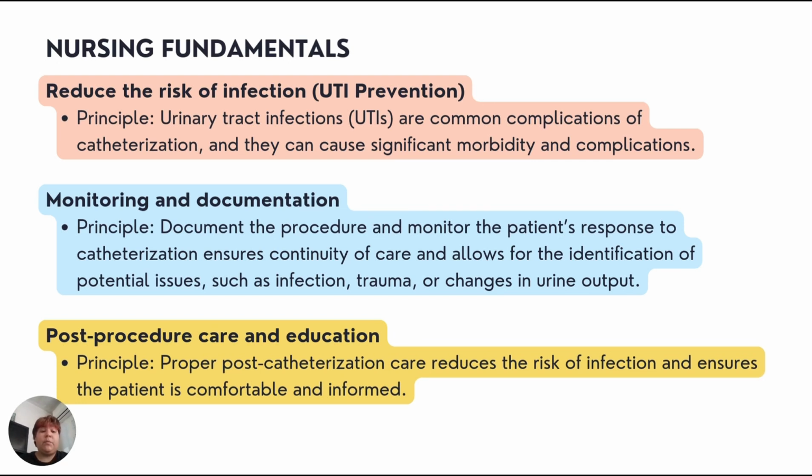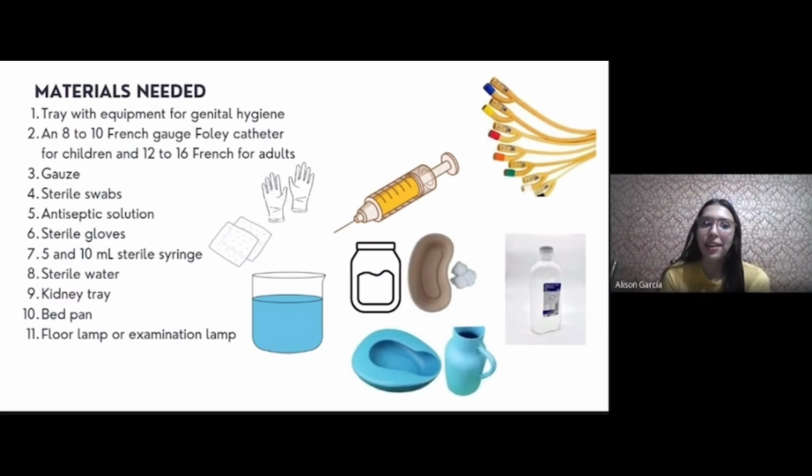Then we have post-procedure care and education. The principle is that proper post-catheterization care reduces the risk of infection and ensures the patient is comfortable and informed. The materials and equipment needed are equipment for genital hygiene, and an 8 to 10 French Foley catheter for children, and 12 to 16 French for adults.